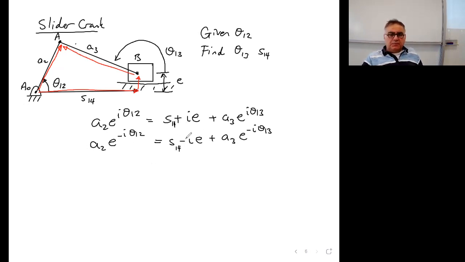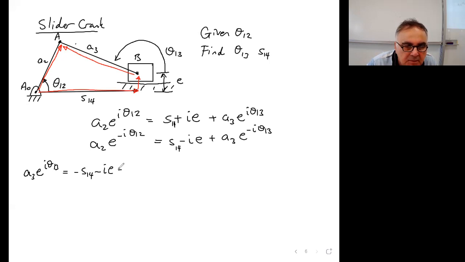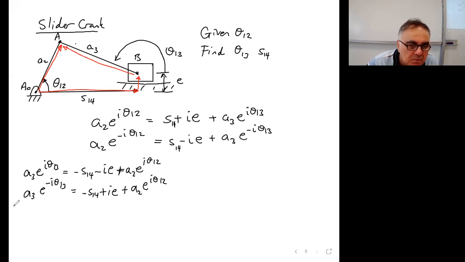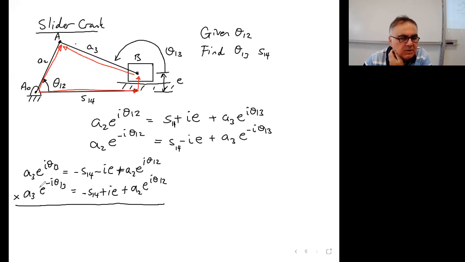We want to solve for S14, so we need to eliminate A3. So you can write A3 e to the I theta 1,3 is equal to minus S14 minus IE plus, and also we have A3 e to the minus I theta 1,3 equal to, plus IE. We take these and multiply them, but e to the I theta 1,3 is cancelled, so we don't write it.